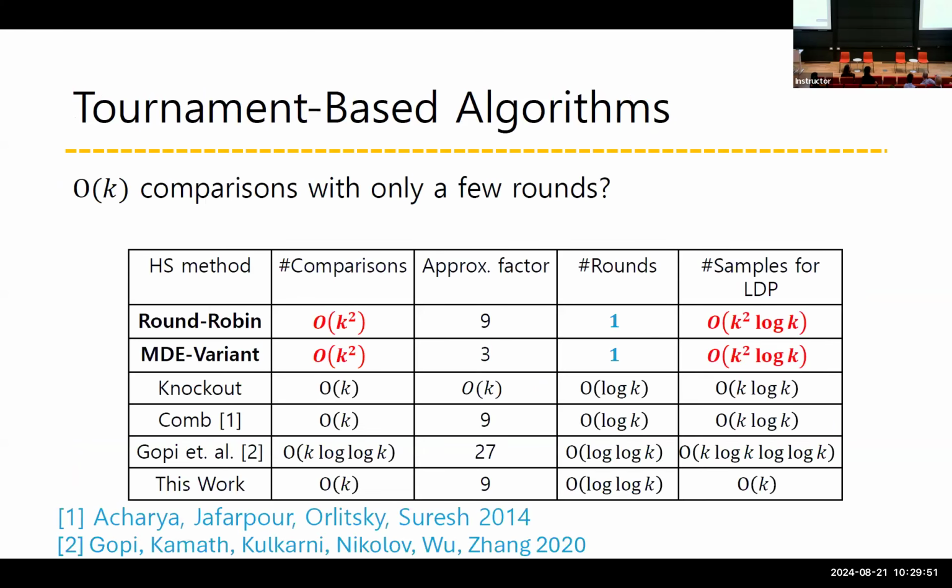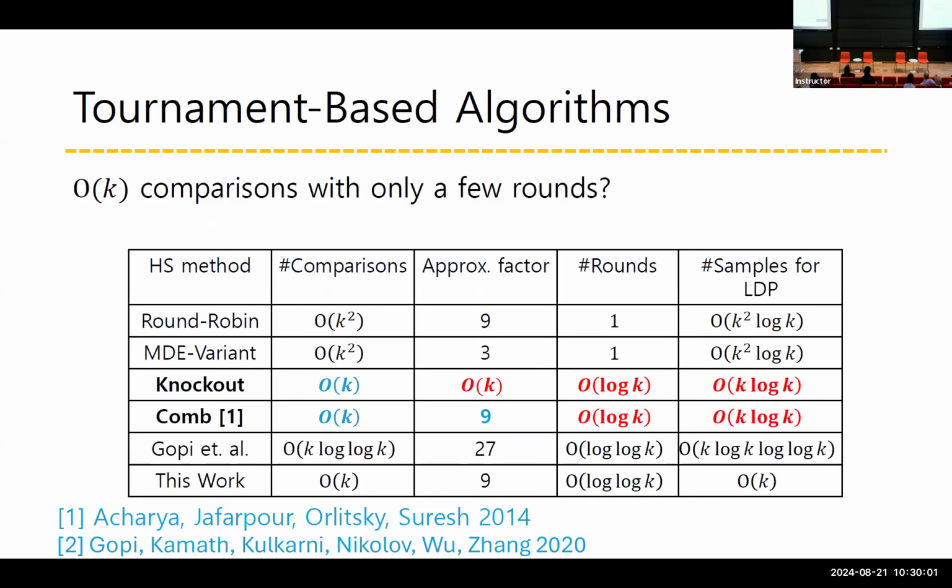So let's take a look at all the algorithms within this area. We talked about those that use K squared queries, the round robin. So these are not great. And we also have the knockout that uses log K interactions. Now we see the best known algorithm of Gopi et al. The benefit is that it uses only log K rounds of interaction. And the sample complexity, again, is slightly worse than K. And we make it K.